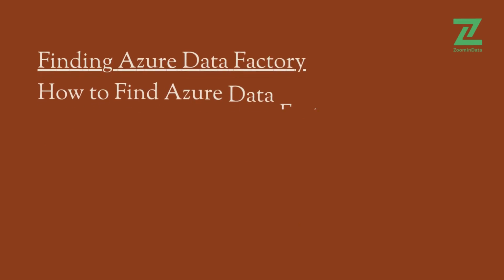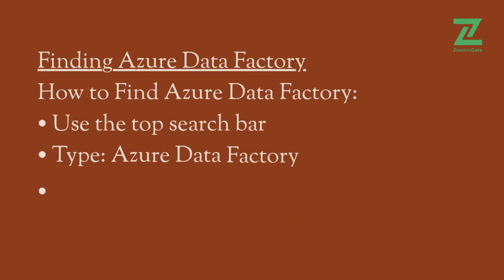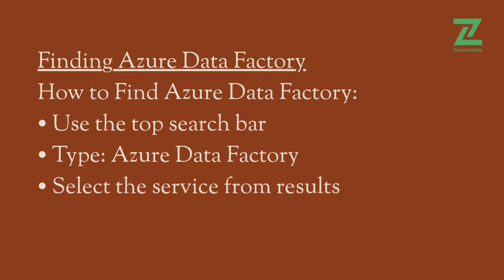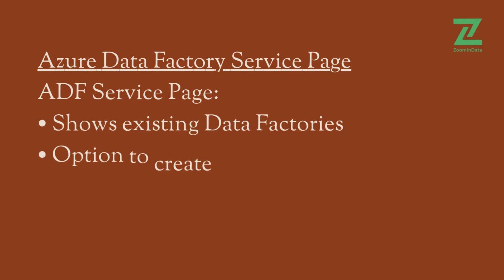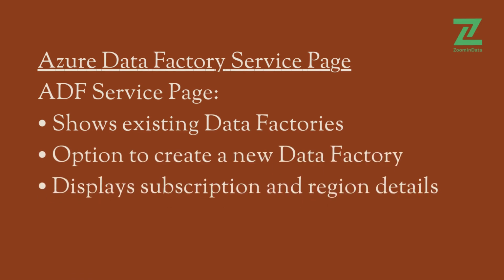To find Azure Data Factory, simply use the search bar at the top of the portal. Type Azure Data Factory and select it from the search results. This will take you to the Azure Data Factory service page. The Azure Data Factory service page shows all the data factories created under your subscription. From here, you can create a new data factory, manage existing ones, and view the details such as region and resource group.